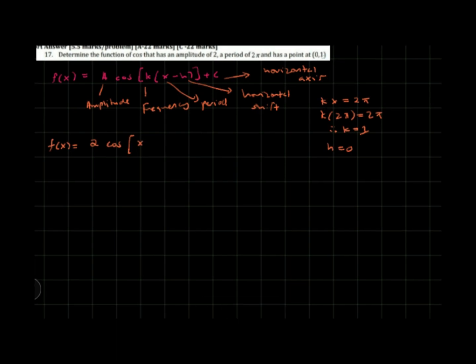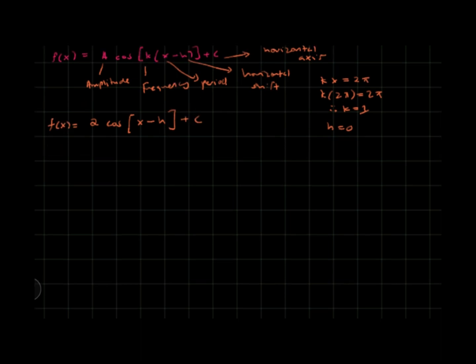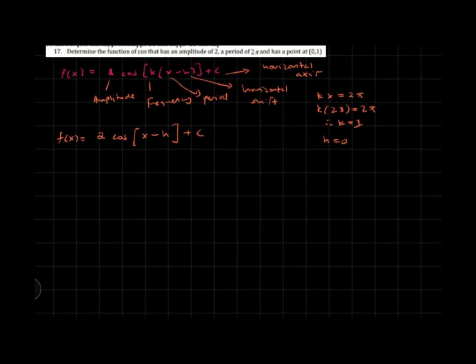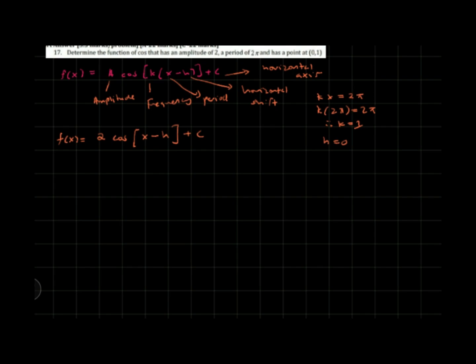Actually, you know what? We do need to figure out the horizontal shift because they did give us a point. So we'll do x minus h plus c, right? And it doesn't tell us anything about the horizontal axis. What we could do here is just let c equal 0. Okay, so f of x is equal to 2 cosine x minus h. We know that the point f of 0 is equal to 1, so if I plug this in, f of 0 is equal to 2 cosine 0 minus h is equal to 1.